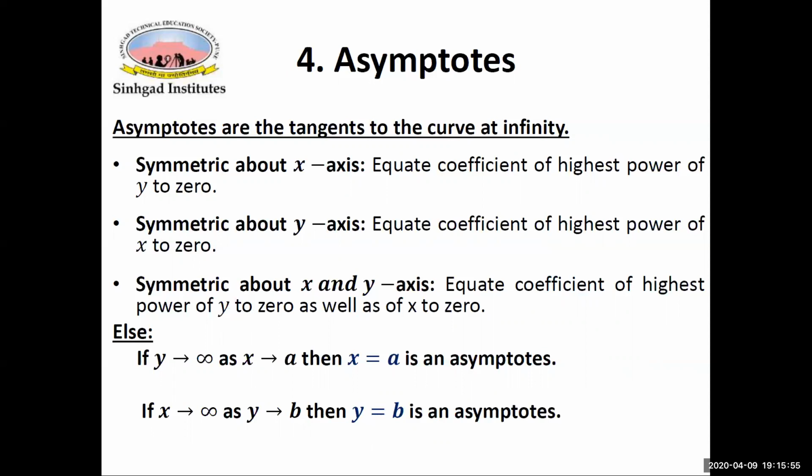It is not true that every curve will have an asymptote. Some of the curves may have asymptotes, some may not. So as we go on solving problems, this concept will become more clear to you.